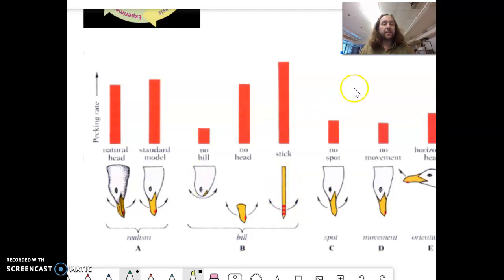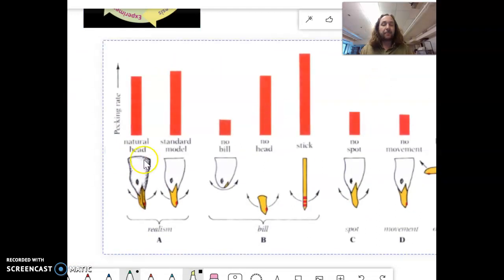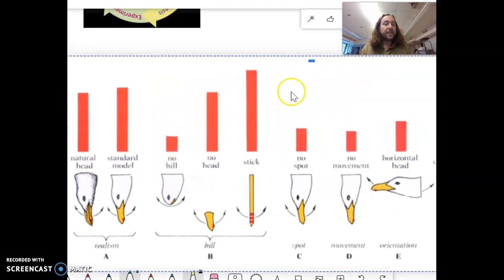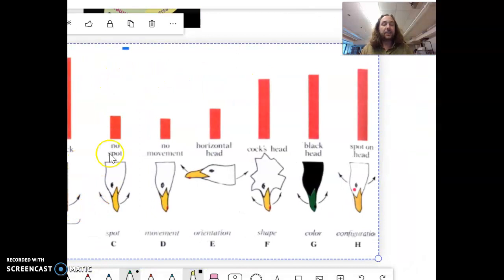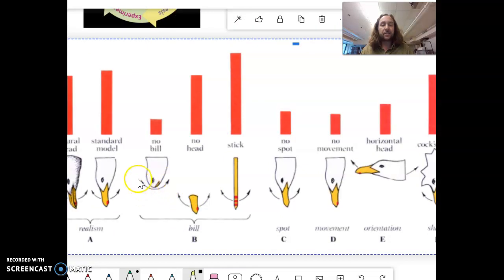So here's what I'm going to ask you to consider. He did a bunch more experiments here, right? He first started off by building a standard model and then a head, but then he kept manipulating that model, and he tried a few other things. He tried removing the spot entirely or not moving the head. That one's a little weird. If you look here, you'll notice that he's got this directional arrow showing the way that he was moving the head. And if you noticed in the video last week of the seagulls, you would have noticed that the mother bird was always kind of bobbing her head up and down.